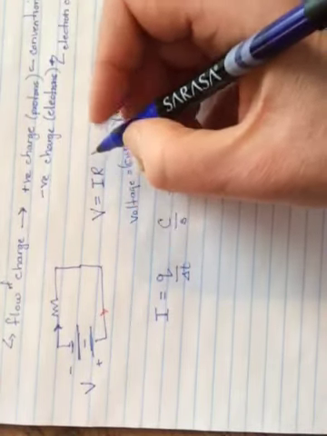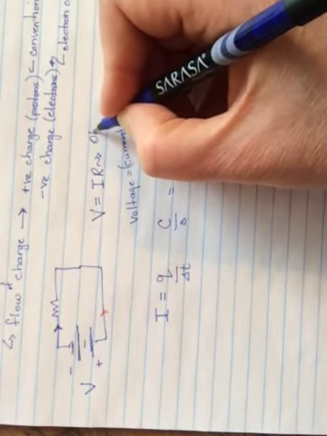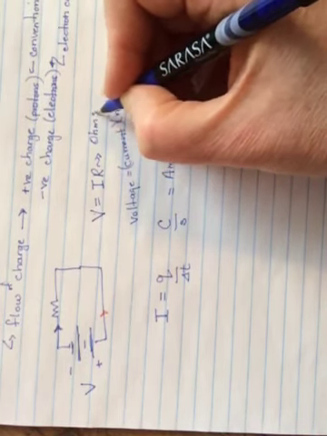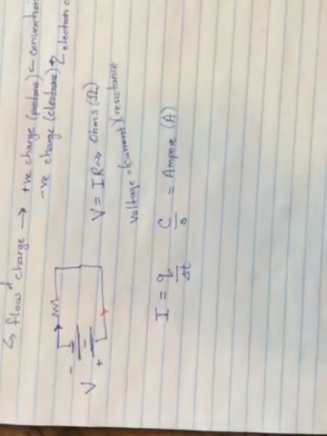Voltage is measured in volts, and you probably remember that resistance is measured in ohms. And the symbol for an ohm is a capital omega, a Greek letter. Okay?